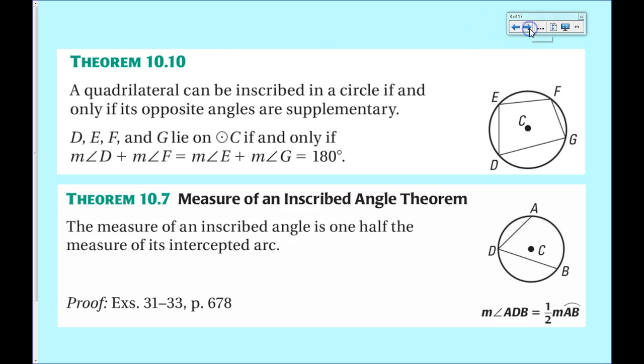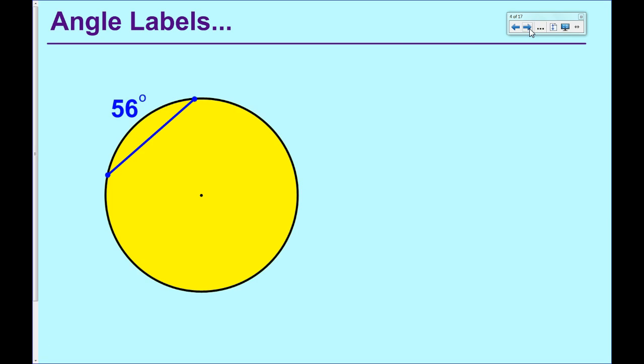We're also going to hit up theorem 10.7 a little bit harder today. I want to do just a couple examples and brush up on a little bit of notation. In the book, they use labels like 56 degrees that are just floating out there, and that confuses a few people. So I just wanted to draw your attention to what they're trying to say there.